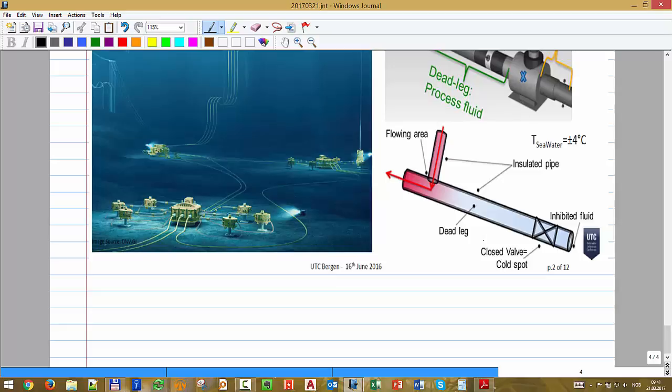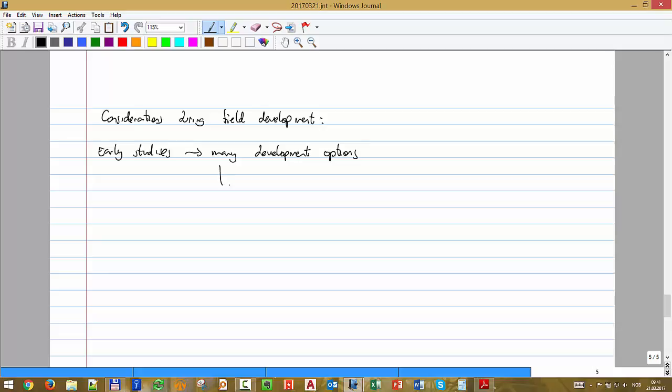Okay, and then we go to considerations during the design phase of the field, or during field development. During the early studies, where we have many development options, the main thing is to detect potential what we call showstoppers.